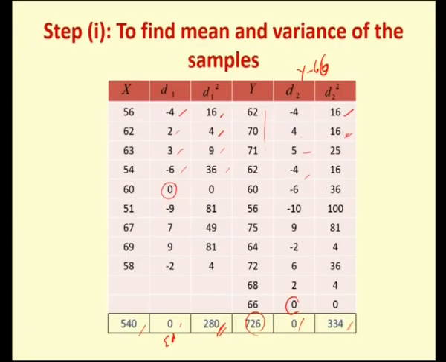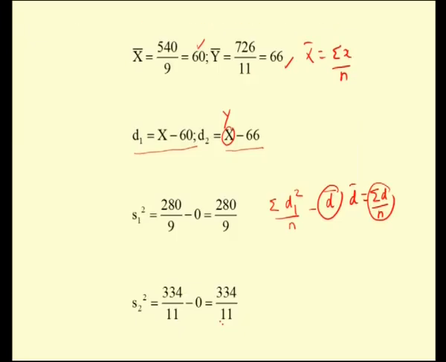D1 squared is 280. Therefore, here it is 280. You have substituted here. The number of observations is 9. Similarly, proceeding for the second sample, that is for the sample y, you will have 334 by 11 minus 0, which will be 334 by 11. In either case, whether it is D1 or D2, D1 bar and D2 bar is 0.